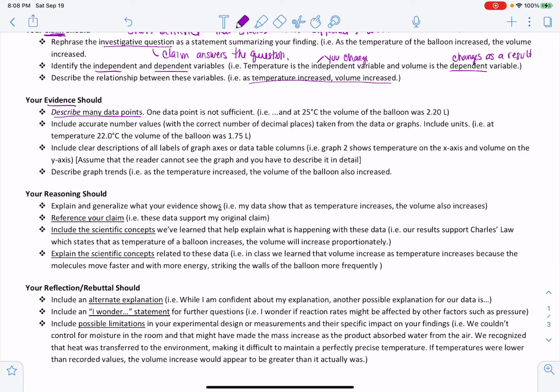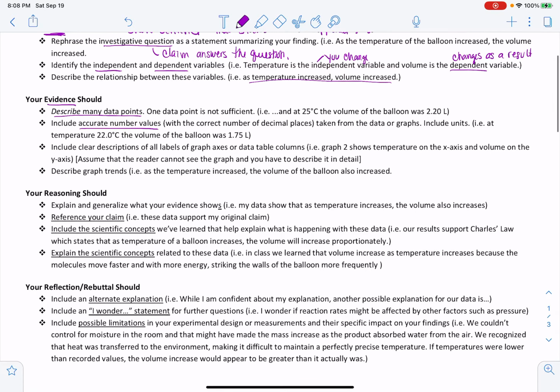If you measured any numbers, if you have any numbers written down, you must include the number values. You can't just say, as one got bigger, the other got bigger, because we don't know what one and the other is, and we don't know how much is bigger. You must include units with your numbers so that we know that you're talking about temperature and volume.